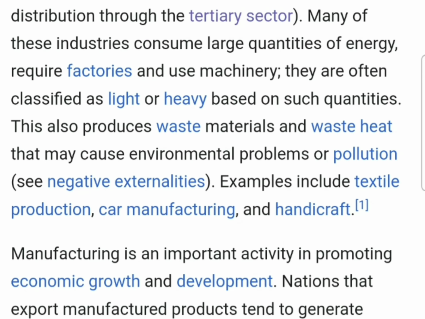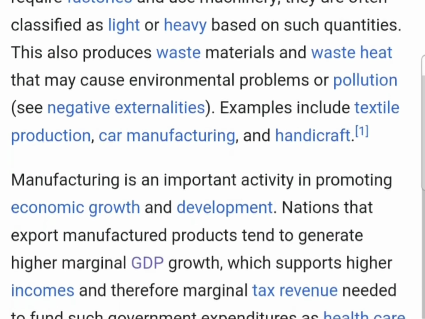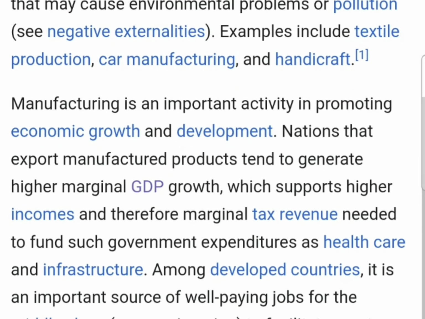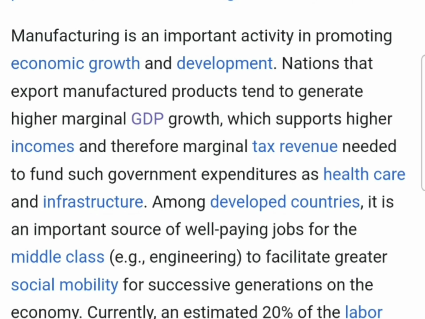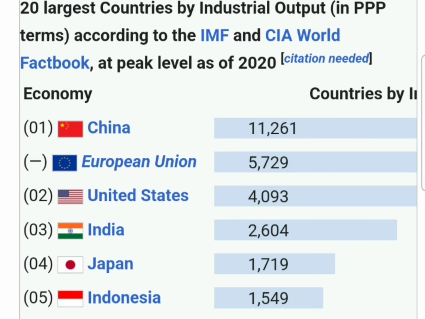The secondary or industrial sector generally consumes large quantities of energy, requires factories and uses machinery. They are often classified as light or heavy based. They also produce waste heat and create pollution, which are negative externalities. Examples are textile production, car manufacturing, and handicraft. Those nations who export manufactured products tend to generate higher GDP growth. These are the 20 largest countries by industrial output in PPP according to the IMF.